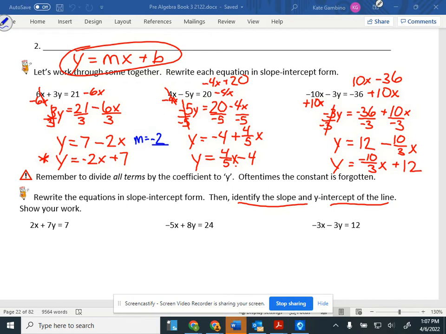Negative 2 over 1. Okay? Because remember, it's our slope. So negative 2 over 1. What is my y-intercept? 7. So your final answer is going to be that slope intercept form.